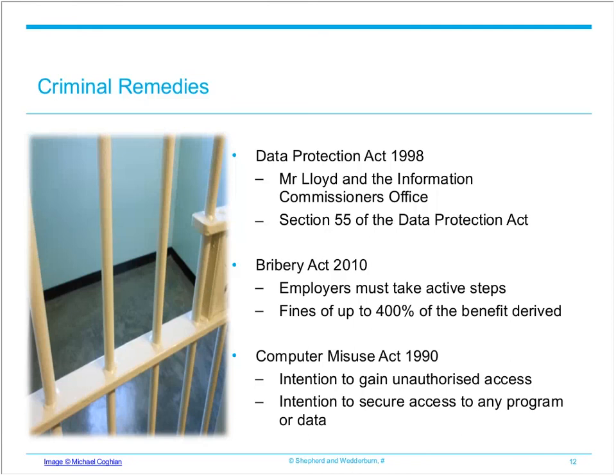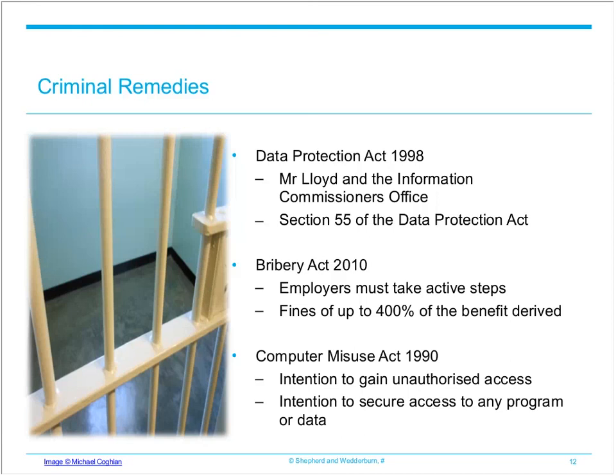This year, for the first time, an employer was fined £1.4 million for not taking active steps to prevent bribery, and any measures that were in place were not sufficient to satisfy the requirements of the Act. The Bribery Act gives the court the power to fine companies up to 400% of the benefit gained through bribery. In addition to this, an employee who fails to comply with the Bribery Act can receive a custodial sentence of up to 10 years.